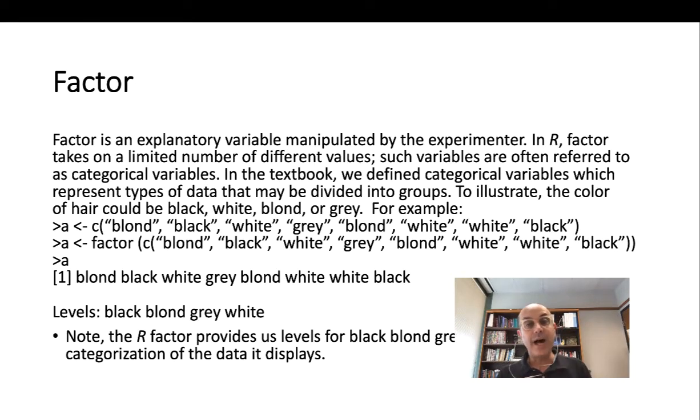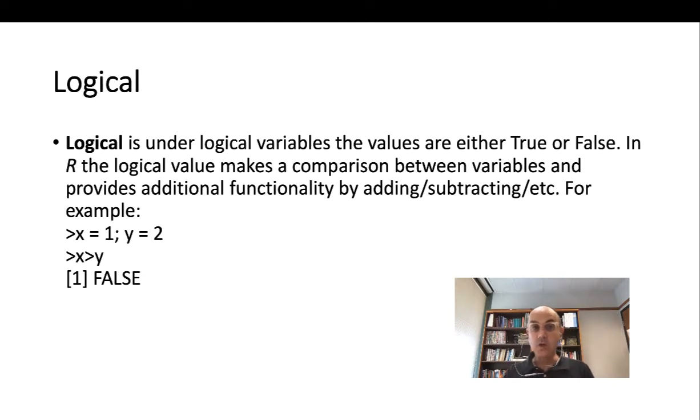Factor is another way for us to manipulate the data. In R, a factor takes a limited number of different values, such as variables that are often referred to as categorical variables. In our textbook, we define a categorical variable as a type of data that may be defined as the color of the hair or the color of your eyes, and it can be hair black, white, bald, gray, for example. In this case, the factor is going to be displayed here and contained in order for us to apply to it.